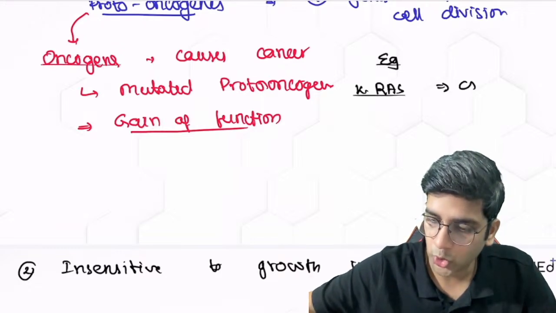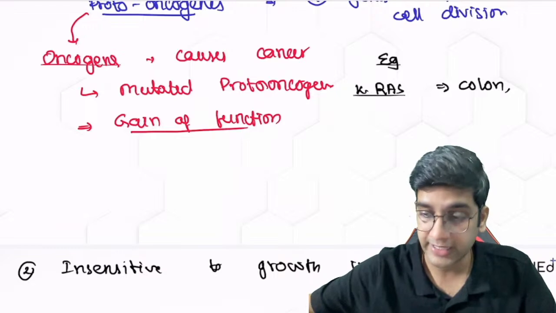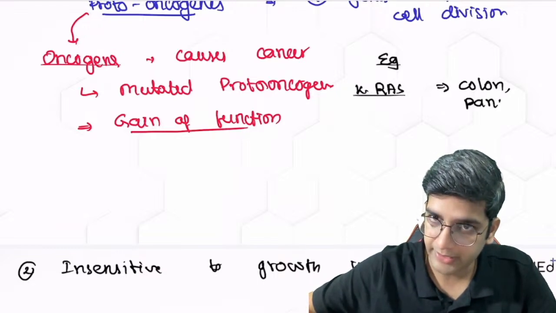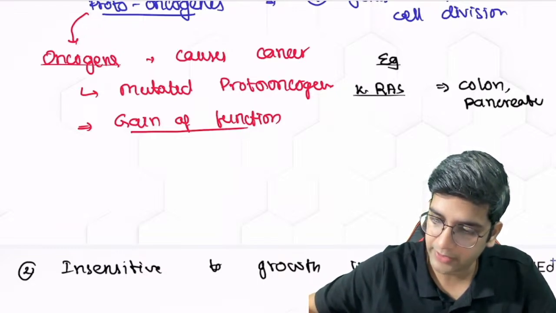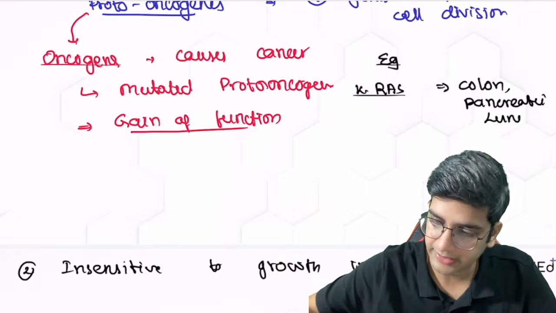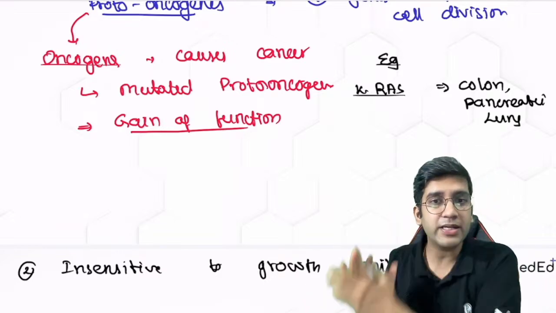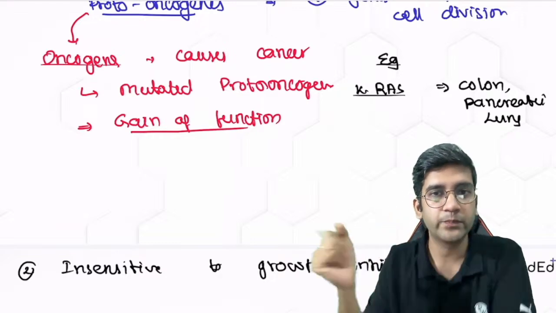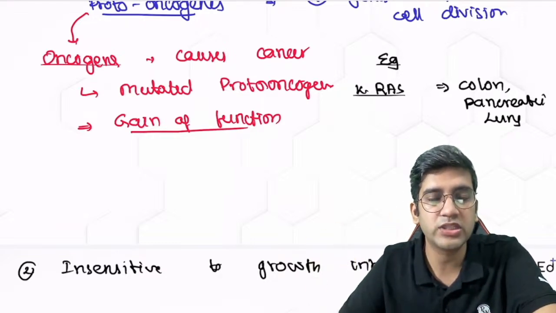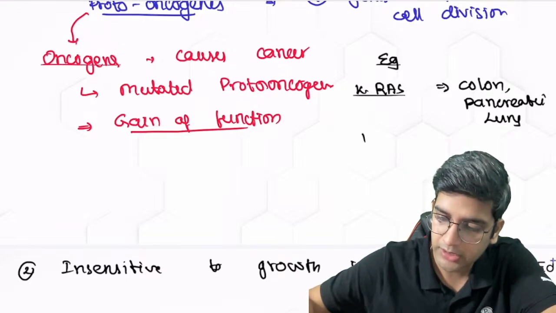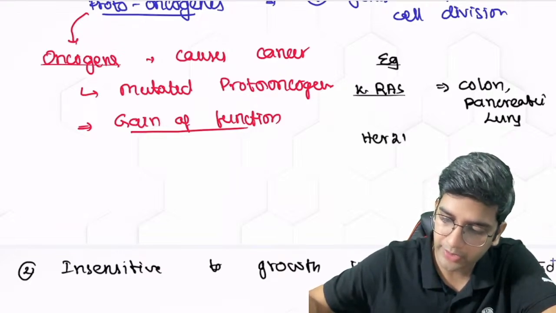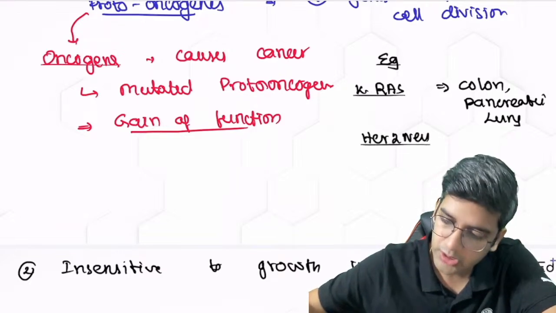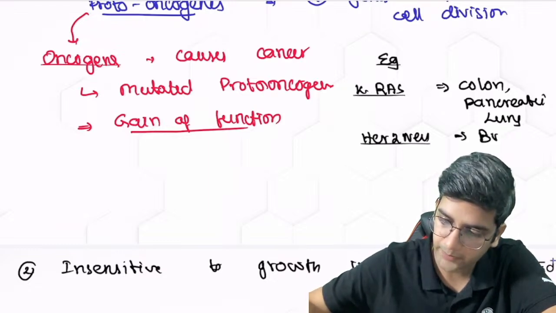KRAS, you can see them in colon. This came in this year's INICET also. Pancreatic cancer, you see them in pancreatic cancer. You see them in lung cancer. That's one. If you remember breast cancer, we do 3 markers. ER, what's the third one? We do ER, what's the third one? That is HER2/neu, right? HER2/neu is a proto-oncogene which is seen in case of breast cancer.